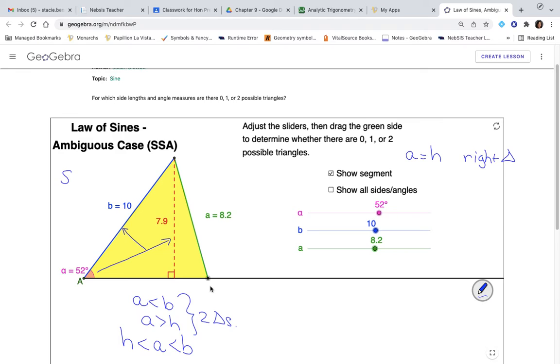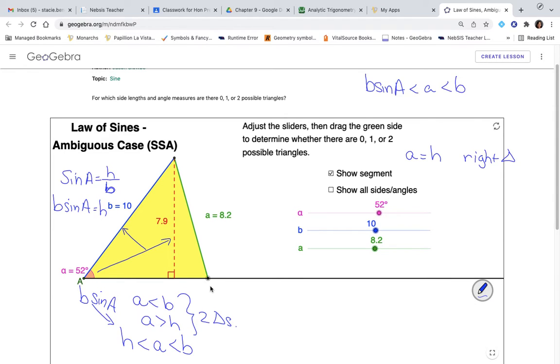Exactly. The sine of angle A is H over the hypotenuse, B, so H over 10. If I want H by itself, B times the sine of angle A is going to be my height. So H is B times the sine of angle A. Well, that's got a nice pattern going with it: B times the sine of A is less than A, which is less than B.